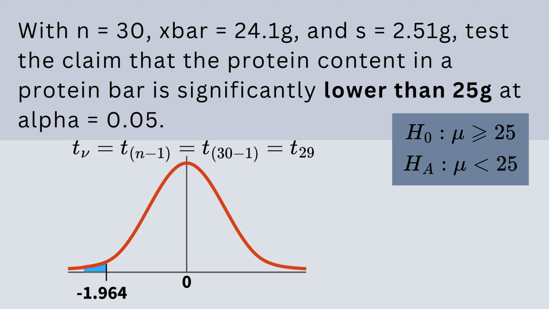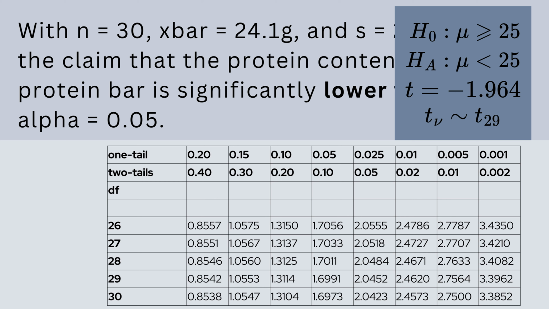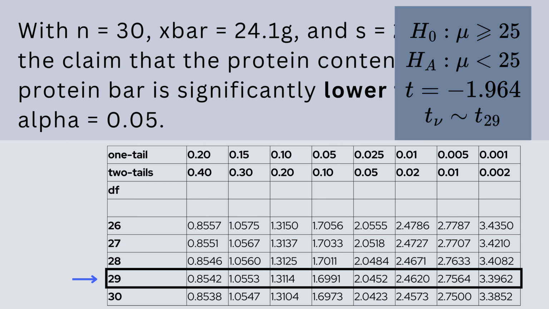The area under the t-distribution below this value represents our p-value. To find the p-value, we can use the t-distribution table. First, locate the row corresponding to 29 degrees of freedom, then find the cells within which the absolute value of the t-statistic falls. The corresponding column headers provide the range for our p-value.